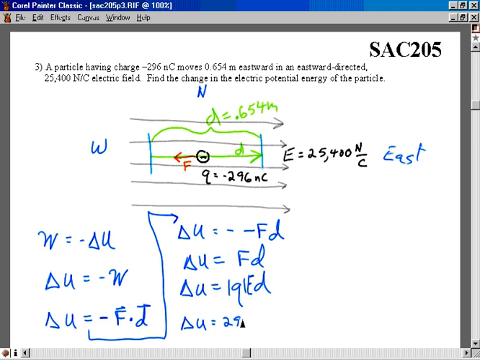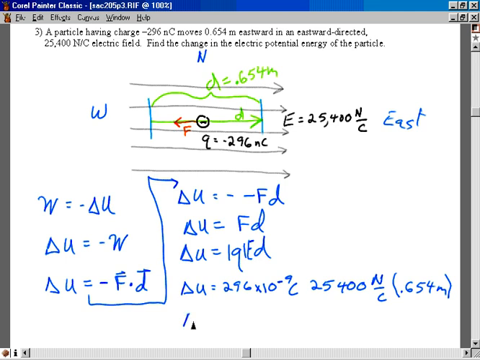That's 296 times 10 to the minus 9th coulombs, and then times E, 25,400 newtons per coulomb, and then times the distance that the particle was moved, and that's 0.654 meters.